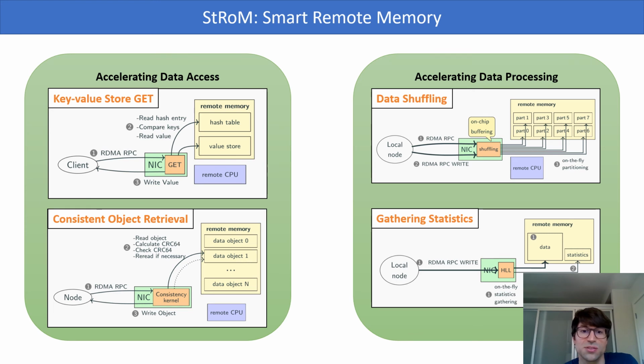Finally, we implemented a StRoM kernel to gather statistics. In particular, we implemented HyperLogLog to estimate the cardinality of a dataset that is received. Once the complete dataset has streamed through the StRoM kernel and is written to the host memory, the HyperLogLog kernel will also write the estimated cardinality to the host memory. You can find more details about these four use cases and StRoM in general in the paper or the long presentation.